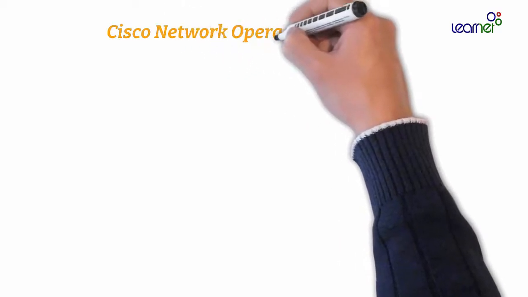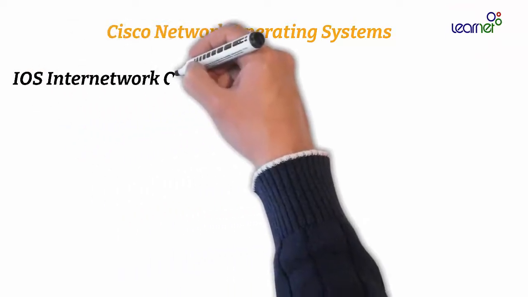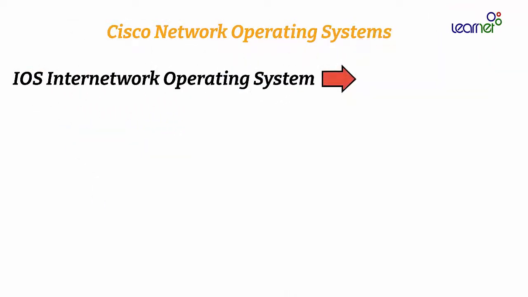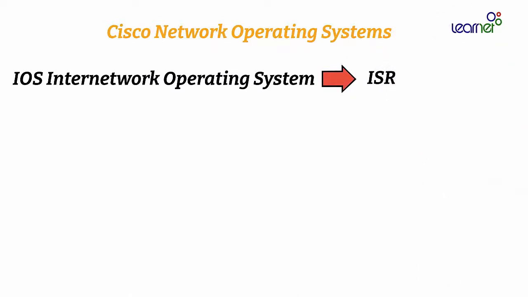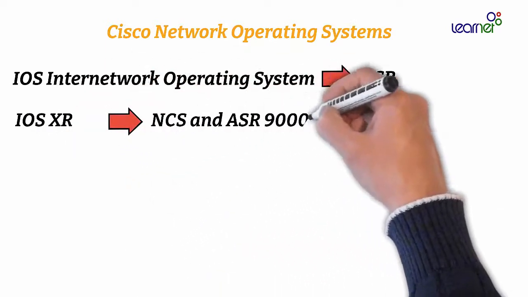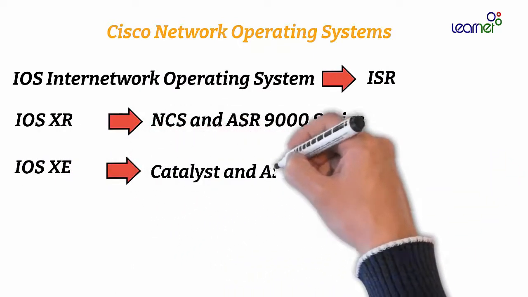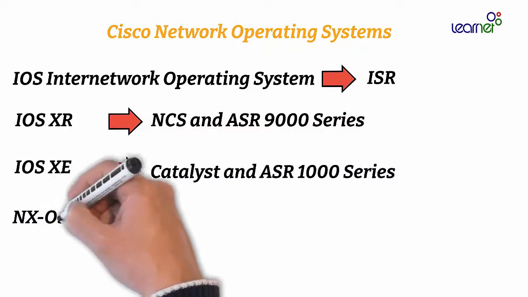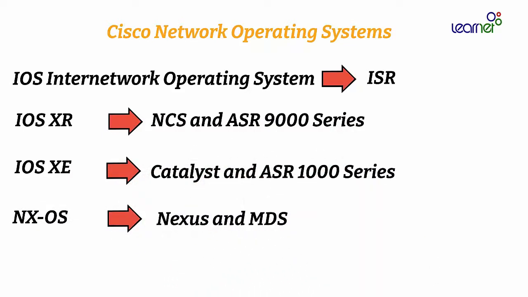Cisco calls its operating systems Network Operating Systems, or NOS, and has multiple of them. This includes IOS, or Internetwork Operating System, which is used on ISR, or Integrated Services Routers; IOS XR, which is used on NCS and ASR 9000 series; IOS XE, which is used on Catalyst and ASR 1000 series; and finally NX-OS, which is used on Nexus and MDS switches.